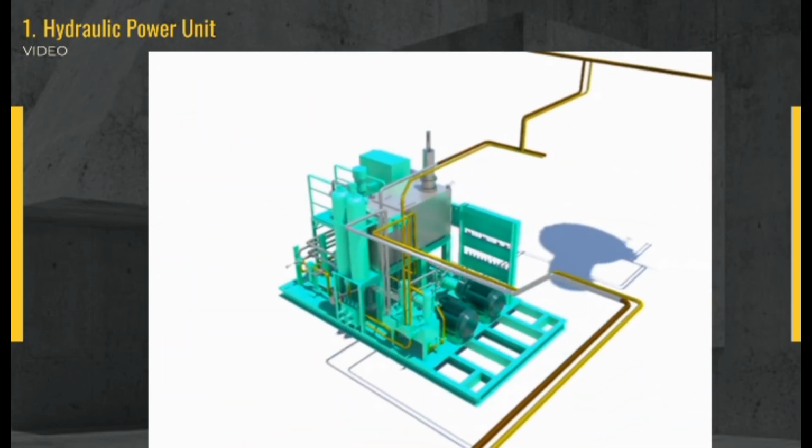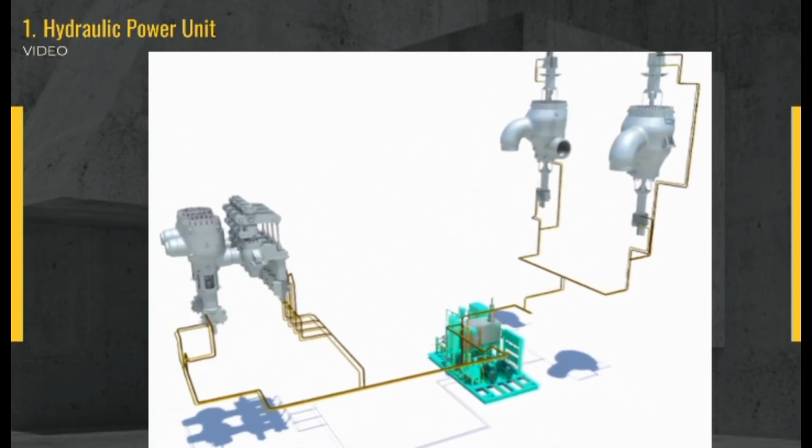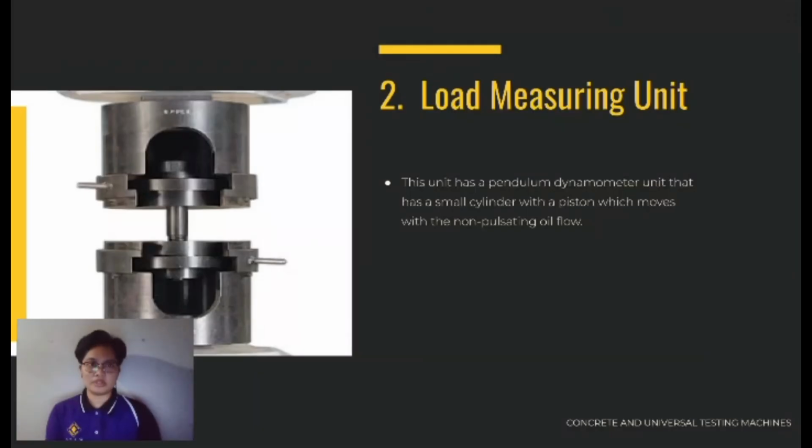The high-pressure oil which is provided to the valve is collected to the reservoir after going through the cooler. The second main component of control unit is load measuring unit.